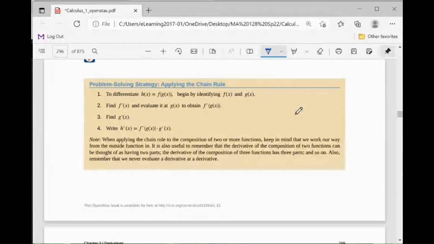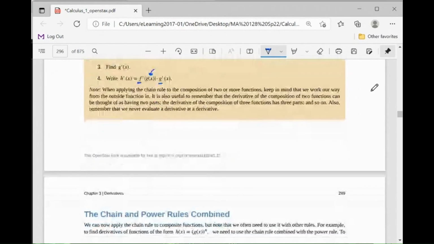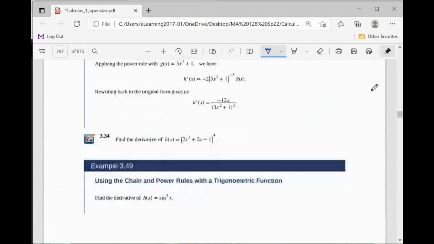Okay, so here it just gives you the problem solving strategy to differentiate a composition of functions. First identify f and g and find the derivative of each and just evaluate the derivative of f at the g function. So plug in the value of g and multiply the two derivatives. Okay, but again, just trying to memorize these with f's and g's is difficult. So we will instead see some examples.